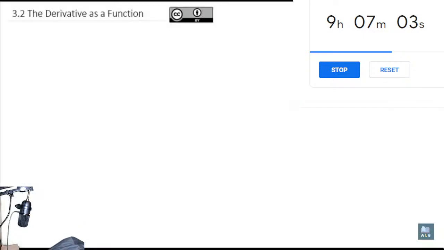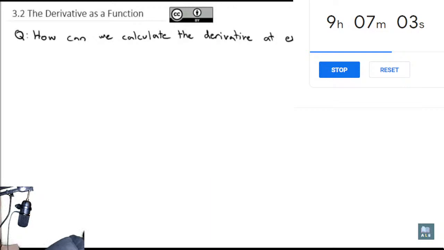In our previous lesson, we talked about how we could find the derivative at a specific point. But today we're going to extend that discussion and answer the question of how can we calculate the derivative at every point. So to set this up, we are going to expand our definition of the derivative to, instead of just calculating the slope of the tangent line at a specific point, start to look at the derivative as a function.